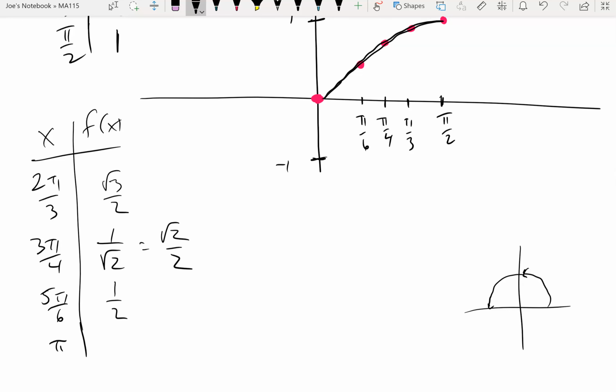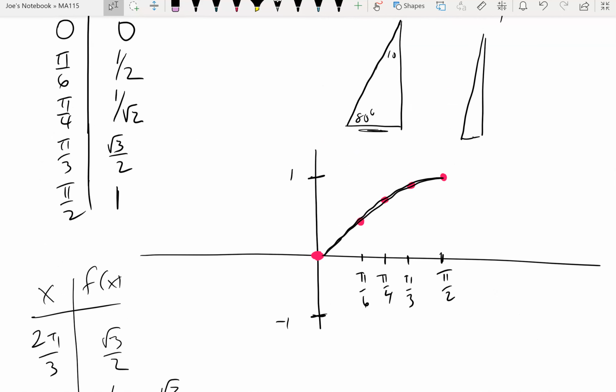Well, let's just think about the picture first. Let's go back up to the picture. At 2 pi over 3, we had that root 3 over 2, right? We're right here. At 3 pi over 4, we had 1 over root 2, which is right here. At 5 pi over 6, sorry, we were at a half.